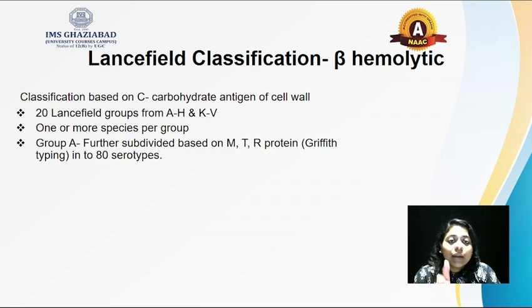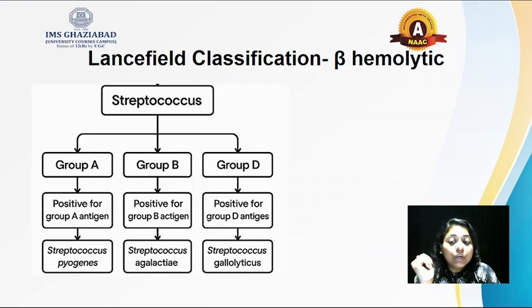In this way, it is being classified. The classification exists into A to V categories or groups. But more frequently, we use A to D, that is group A, group B and group D.